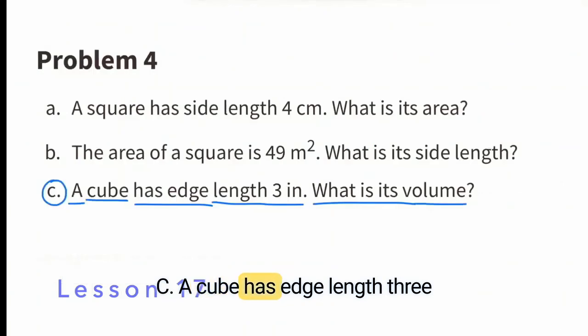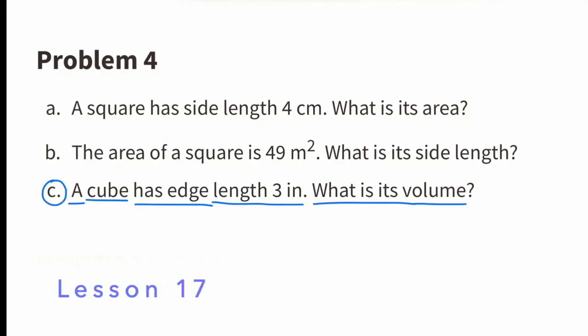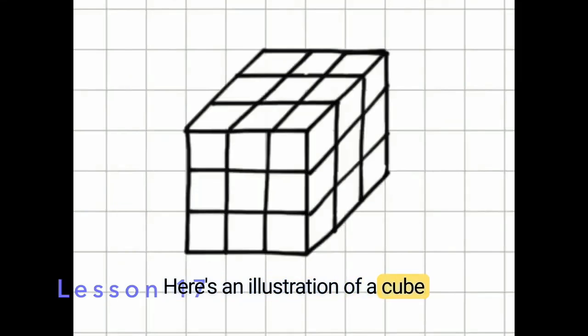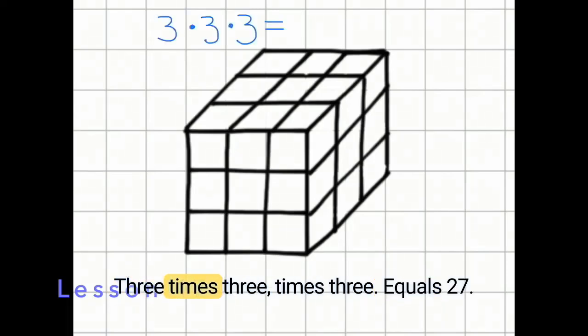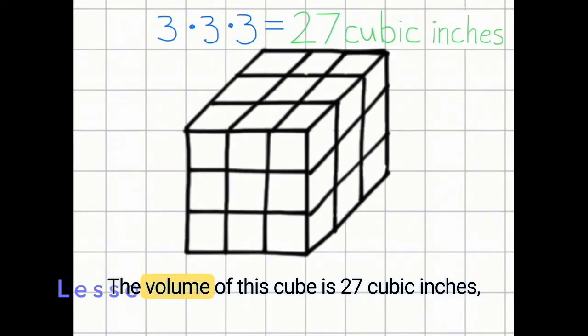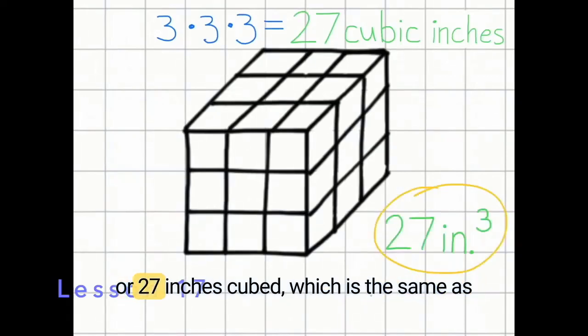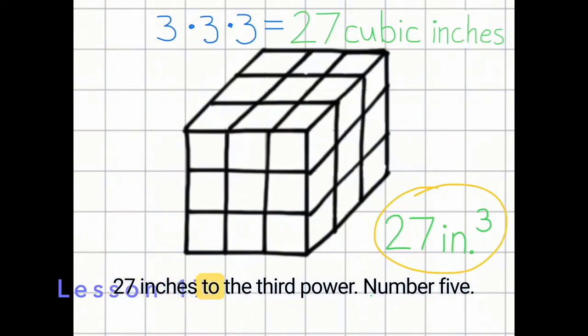B. A cube has edge length 3 inches. What is its volume? Here's an illustration of a cube that has edge length 3 inches. 3 times 3 times 3 equals 27. The volume of this cube is 27 cubic inches, or 27 inches cubed, which is the same as 27 inches to the 3rd power.